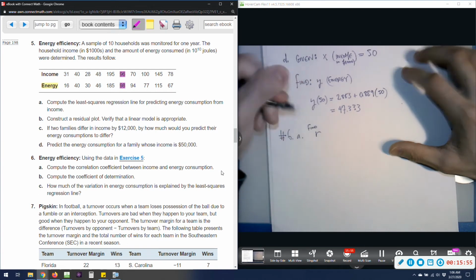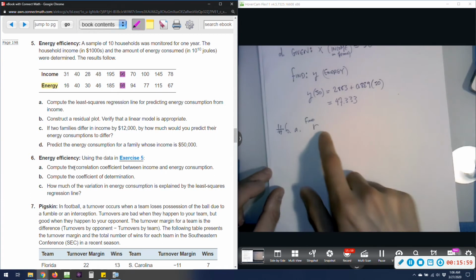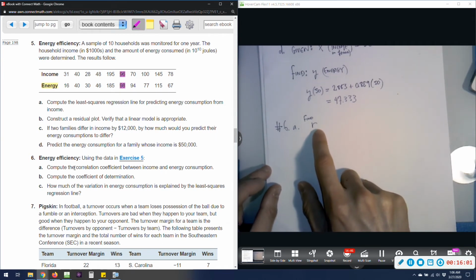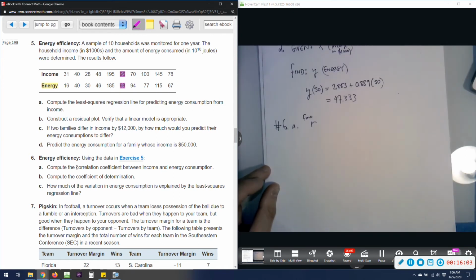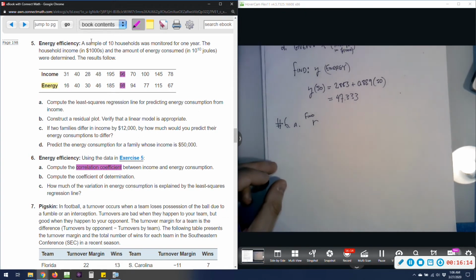Really, there's not much to do here. You just have to remember that R is the correlation coefficient. Correlation coefficient is the short name, but the long name is linear correlation coefficient. It's actually the sample linear correlation coefficient because this is all coming from sample data.